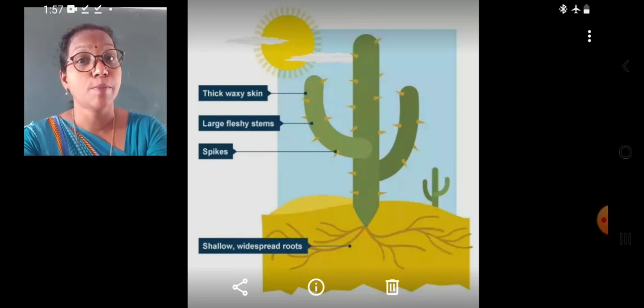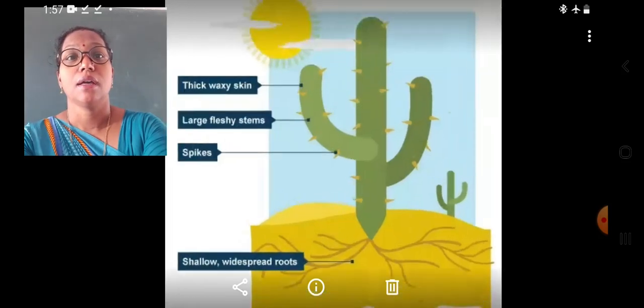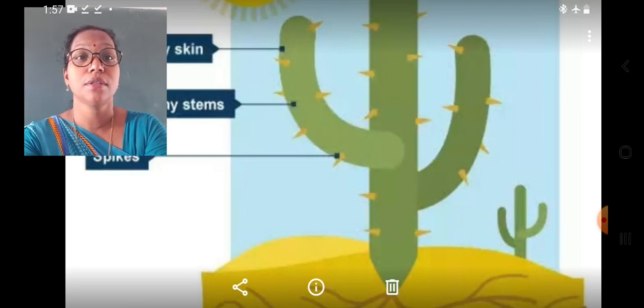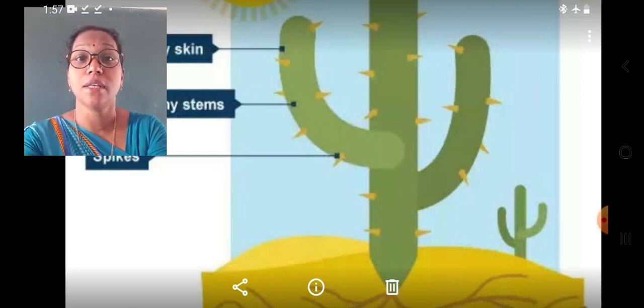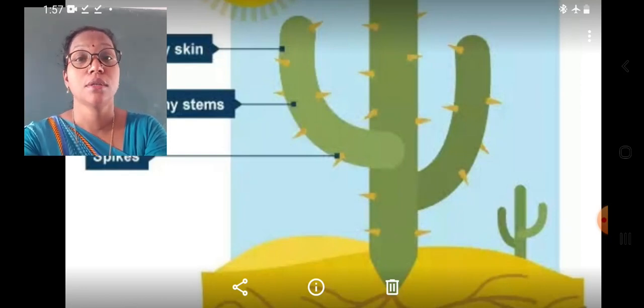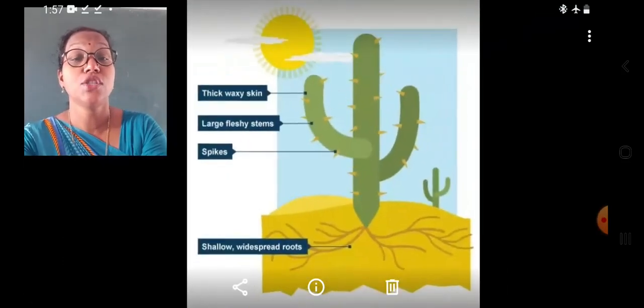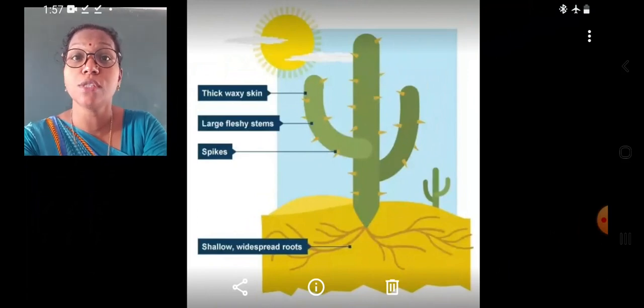The cactus plant we can take as an example. We can understand the adaptations present in the cacti. The thick waxy skin that reflects the light. There is sunken stomata present in the stem that reduce the water loss. The large fleshy stems store water to survive in the hot desert.